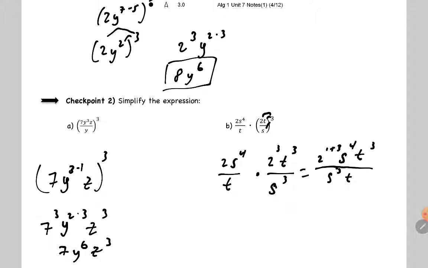Okay. So 2 to the 1 plus 3 is 2 to the 4th. So we have 2 to the 4th here. Okay, we have s to the 4th over s cubed. So that is s to the 4 minus 3. And then t cubed over t to the 1st is 3 minus 1. So now, lastly, 2 to the 4th is 16. s to the 4 minus 3 is just s to the 1st, and then t squared.